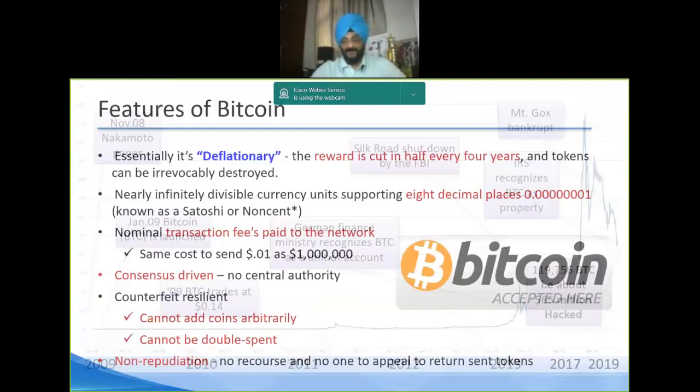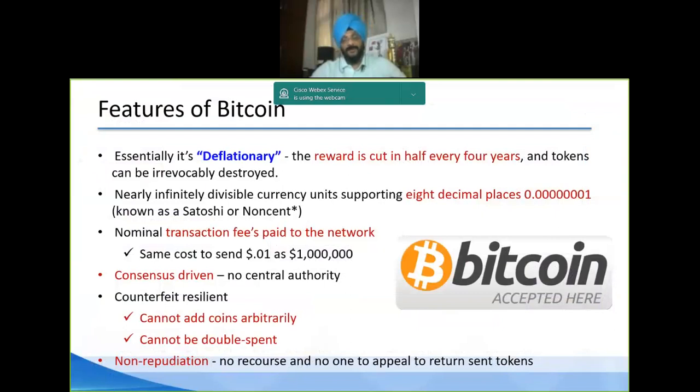Then there's something very interesting. On the 12th of May, we had the Bitcoin halving. The halving was done on the 12th of May, so the reward was cut to half of the actual value. It's a deflation, and the reward is cut in half every 4 years, and it happened only yesterday. The tokens can be irrevocably destroyed, they can be fragmented up to 8 decimal places, and they cannot be double spent.